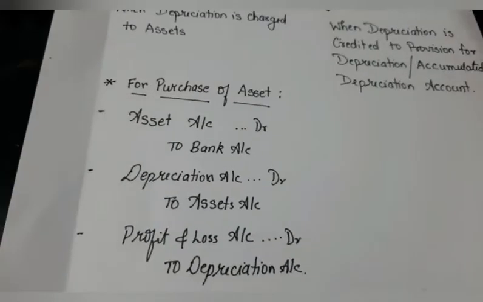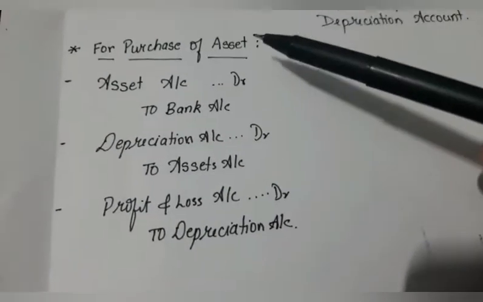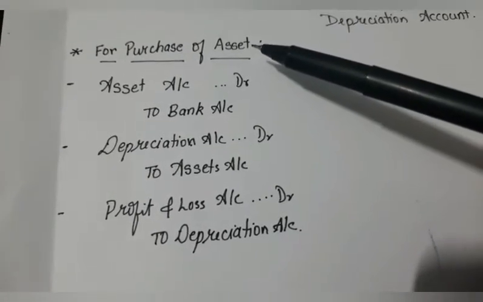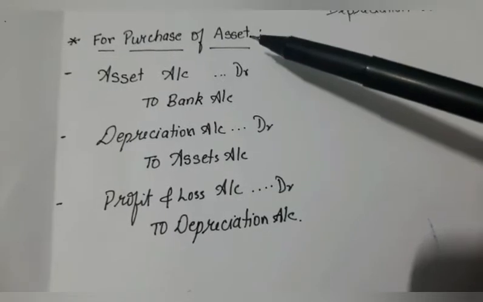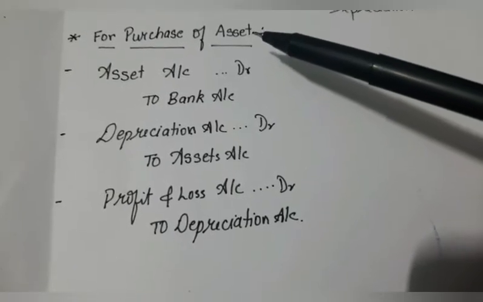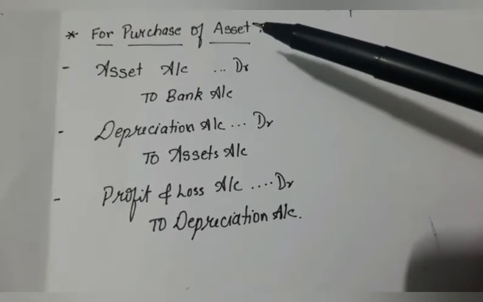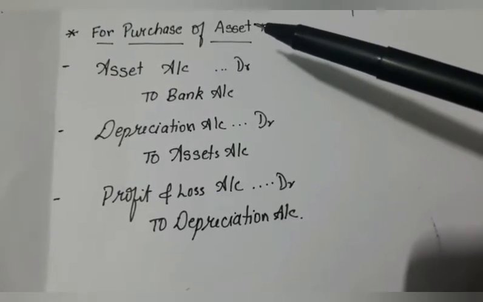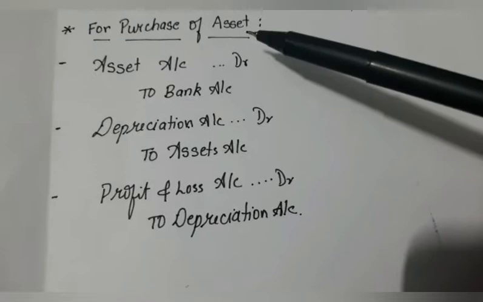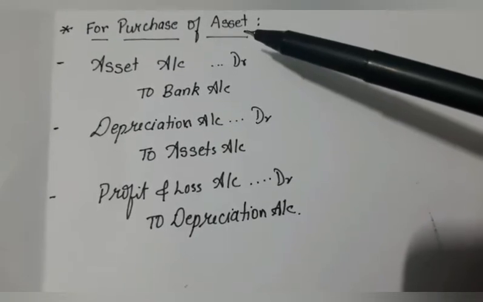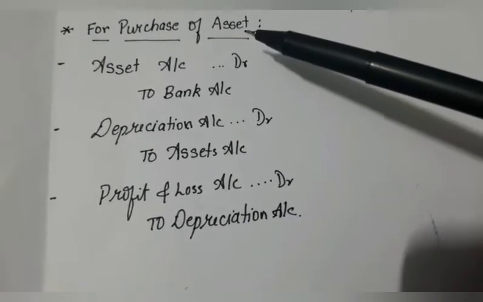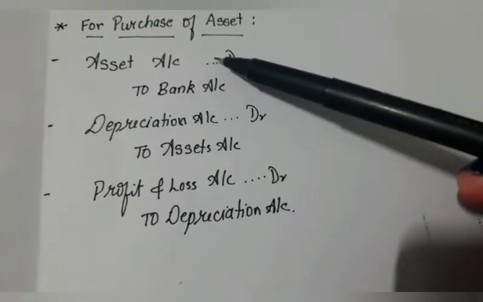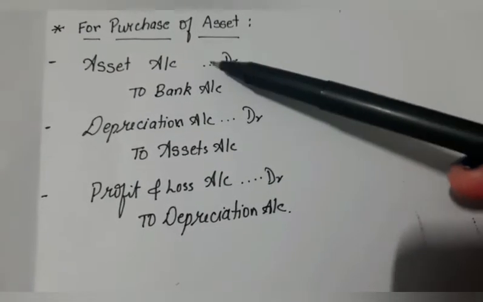Students, these are the three possible journal entries. The first one is purchase of asset. So if in the question they have given information related to purchase of any asset, that may be machinery, furniture, or any asset like plant and machinery, the journal entry which you have to pass is asset account will be debited to bank account.